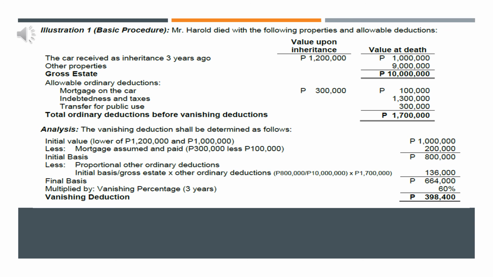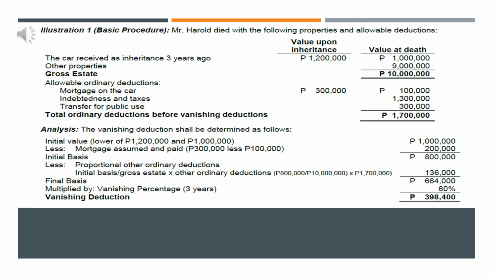And meron tayong mga allowable ordinary deductions, mortgage on the car. Value siya upon inheritance 300. Yung namatay na siya 100. So, therefore, may payment na may binayaran si decedent na how much? 200,000. So, gagamitin natin yun mamaya to get our initial basis. May TPU din siya or transfer for public use, 300, and indebtedness and taxes, which is 1.3 million. So, yung total deductions niya before vanishing is 1,700,000 pesos.